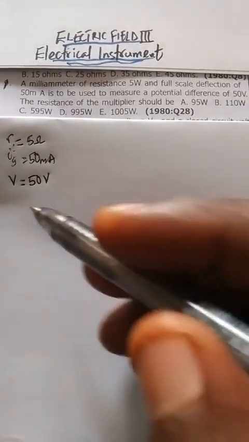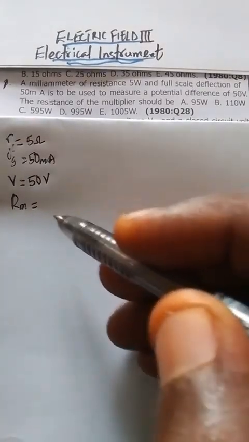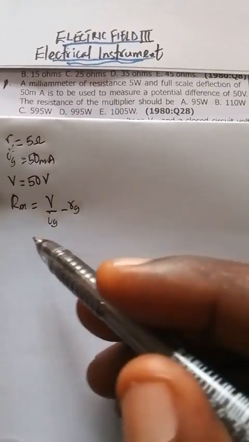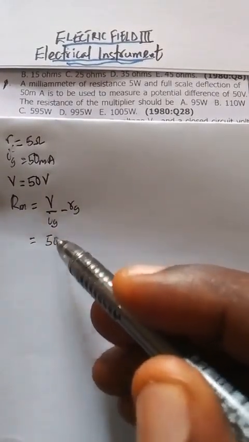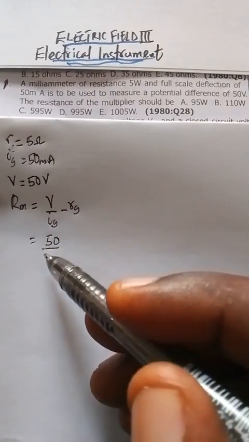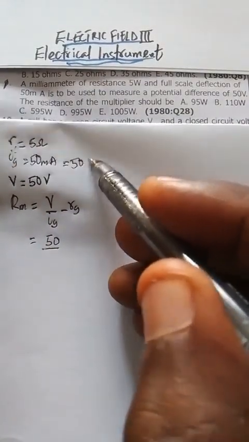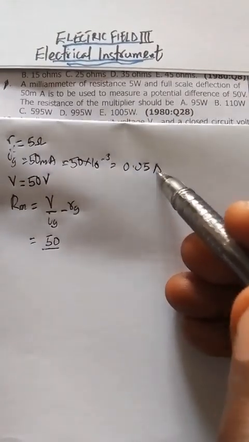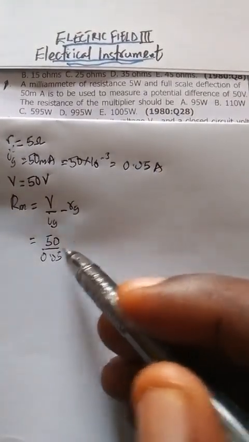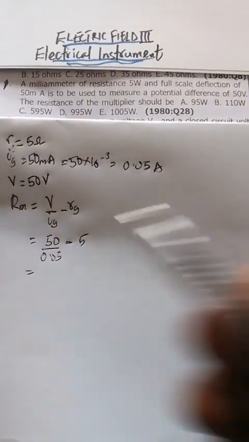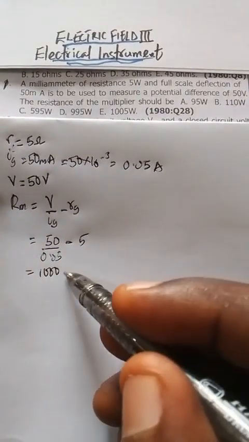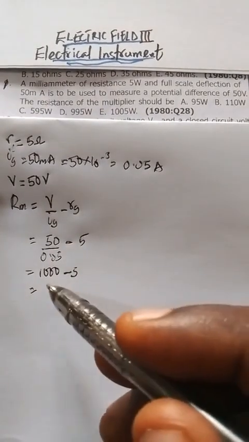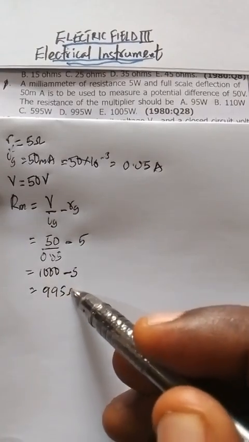The resistance of the multiplier should be, we are looking for the multiplier resistance, and if you recall the formula, it is V over Ig minus Rg. With the formula, it should be very easy. So V is 50, Ig is 50 milliamperes. Milli means 10 raised to the power minus 3, and this will give us 0.05 amperes. So 50 divided by 0.05 gives 1000, and minus Rg, which is 5, we get the final answer, 995 ohms, and that's option D.